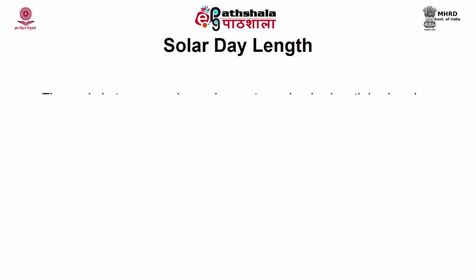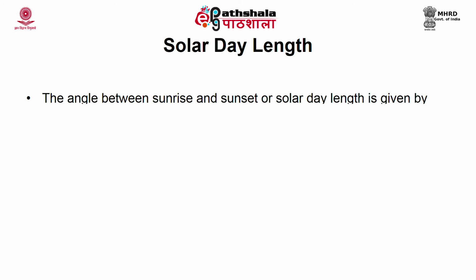The angle between sunrise and sunset, or the solar day length, is given as follows. The angle between sunrise and sunset is the solar day length, and it is denoted as 2 omega, which is equal to 2 multiplied by cos inverse of minus tan lambda tan delta.